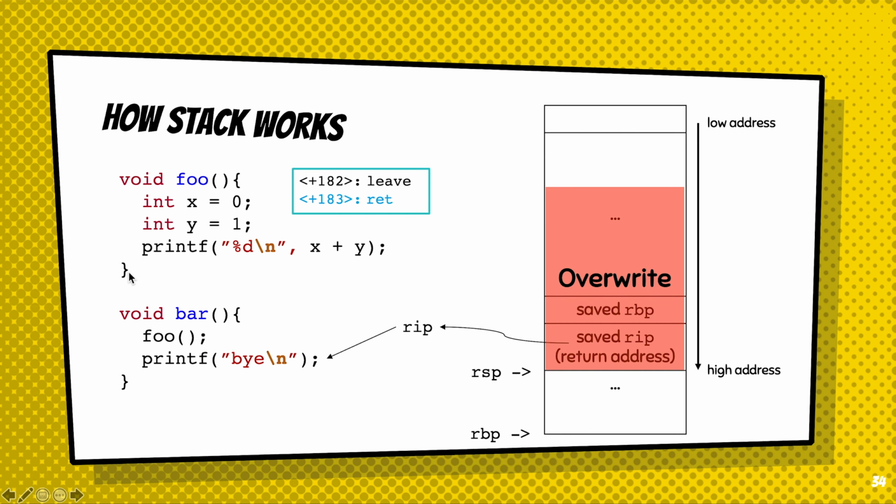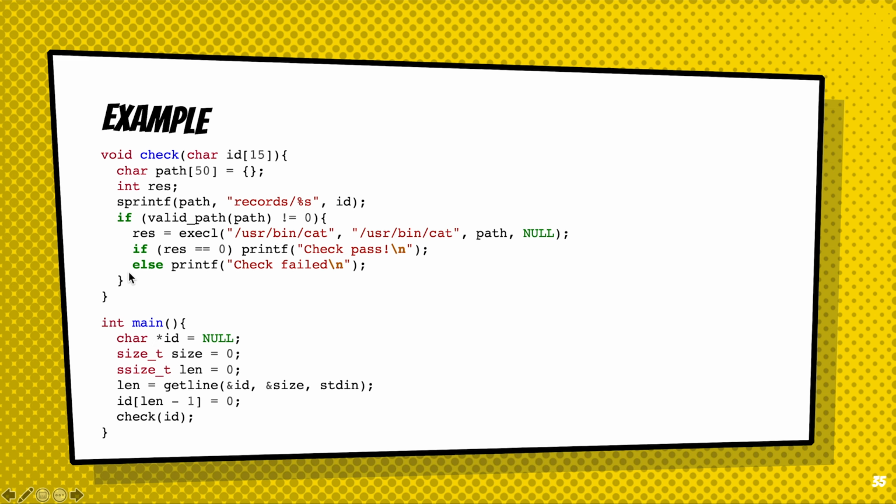The stack overflow vulnerability occurs when an overwrite happens, especially if the value that is overwritten is the saved RIP. Then when a function returns, and the saved RIP is extracted from the stack and moved to RIP, the program will execute at an arbitrary address that can be controlled by the user's input. Now let's take a look at an example.